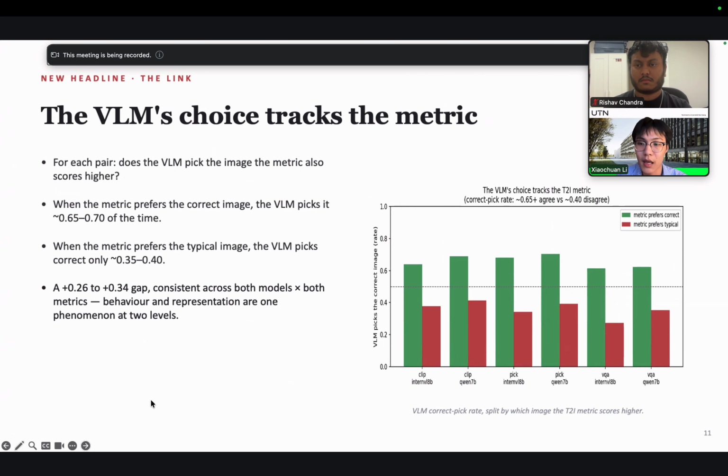So we can see the behavioral bias and the representational bias are not two separate things. They're actually the same phenomenon showing up at two different levels.